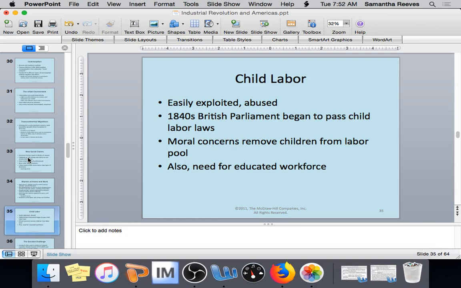Shorter lives are going to be caused by diseases and poor working conditions. So for the first time, life expectancy is going to grow, and then it's going to plummet because of industrialization. Will that eventually fix itself? Yes, with the social reforms we're doing next week.